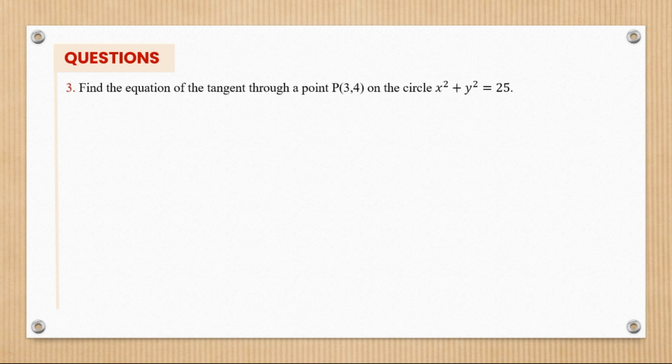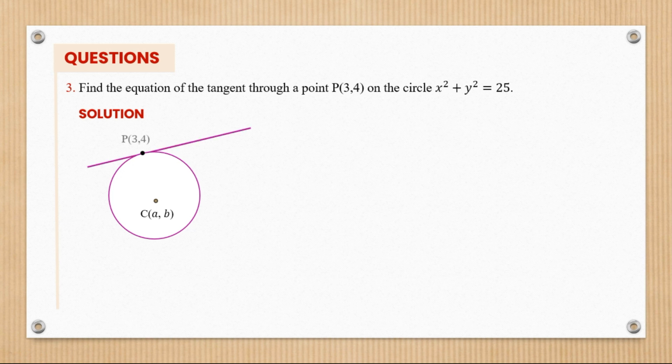Question 3. Find the equation of the tangent through a point P(3, 4) on the circle x squared plus y squared is equal to 25. So this is what we have. That's the center of the circle. Then this is the point where the tangent touches the circle, the point P(3, 4). And then r is the radius. And we can say the radius is perpendicular to the tangent.